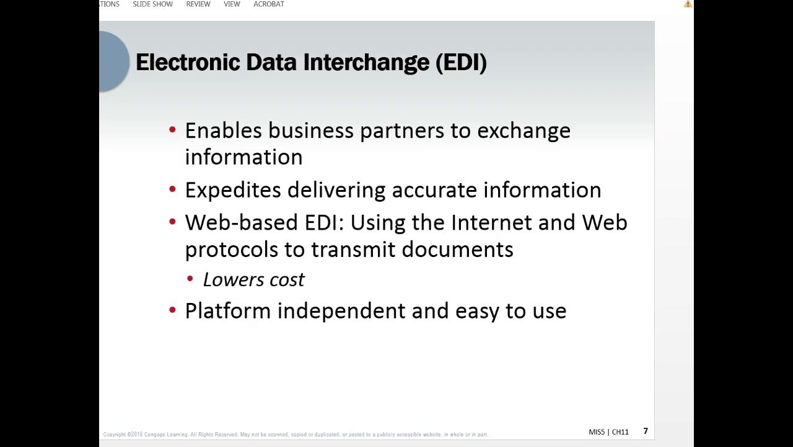One of these technologies is called electronic data interchange, or EDI. EDI enables business partners to send and receive information on business transactions. A lot of companies substitute EDI for printing, mailing, and faxing paper documents such as purchase orders, invoices, and shipping notices. By using the internet and established web protocols for the electronic exchange of information, companies can improve their efficiency and effectiveness in the supply chain process.